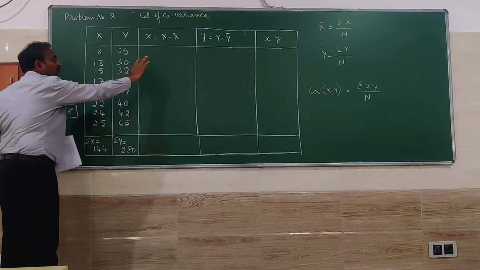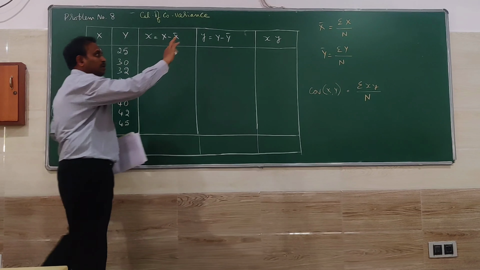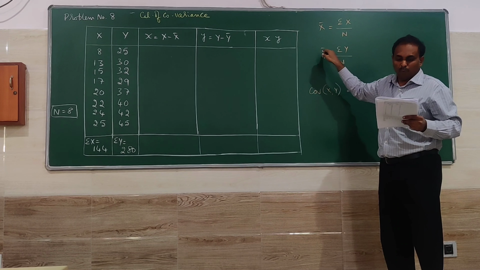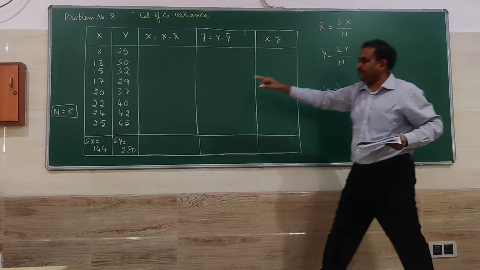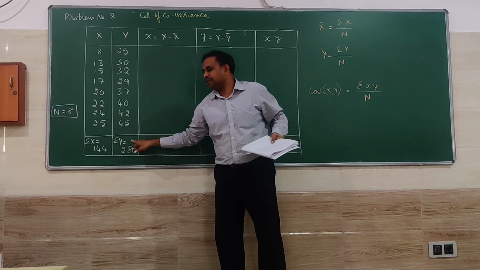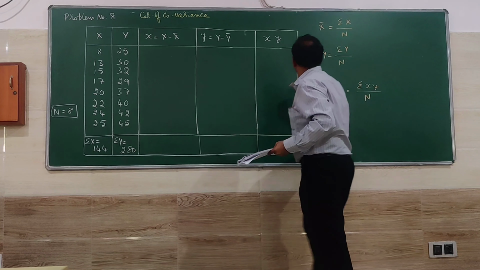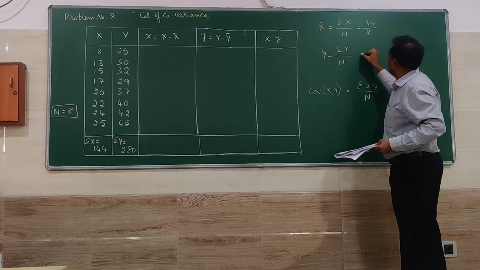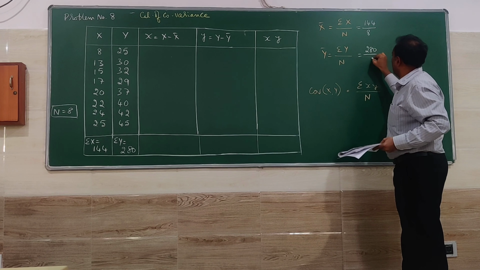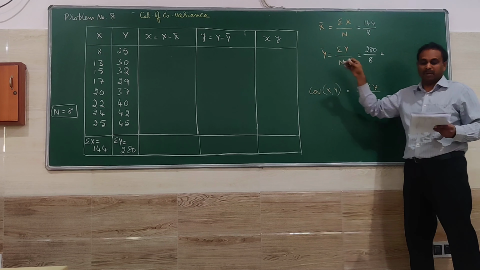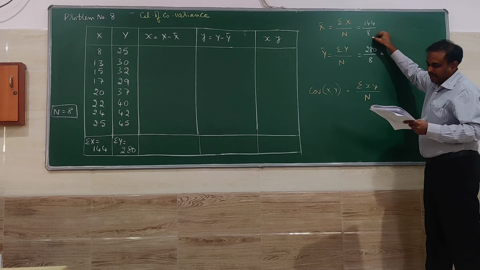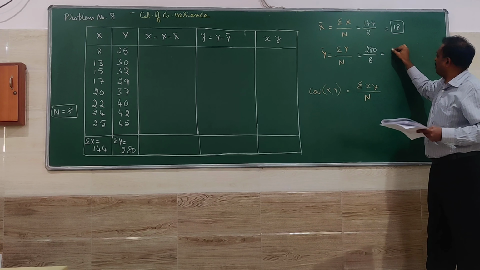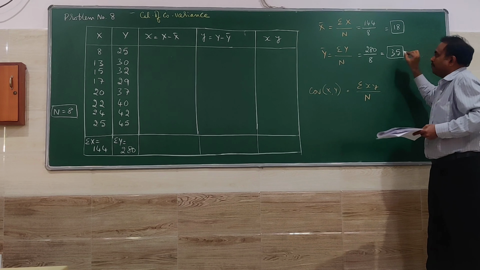So now, before proceeding further, we have to go for calculation of x bar and y bar. That is the mean of the x series and the mean of the y series. So summation x is the total of the x column, summation y is the total of the y column. So let me substitute 144 divided by 8, and 280 divided by 8 for the y series mean. So 144 divided by 8 is 18, and for y bar the value is 35.